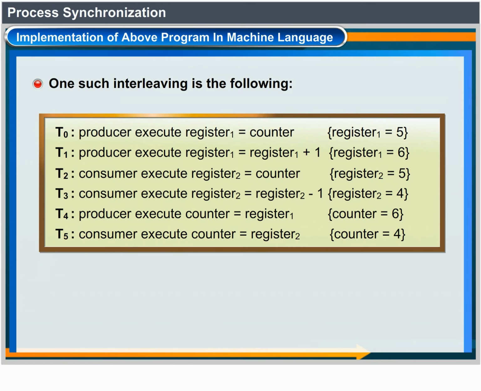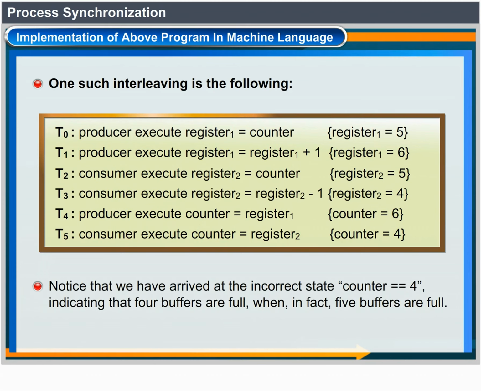T3, consumer executes register 2 = register 2 - 1 {register 2 = 4}. T4, producer executes counter = register 1 {counter = 6}. T5, consumer executes counter = register 2 {counter = 4}. Notice that we have arrived at the incorrect state counter = 4, indicating that 4 buffers are full when in fact 5 buffers are full.